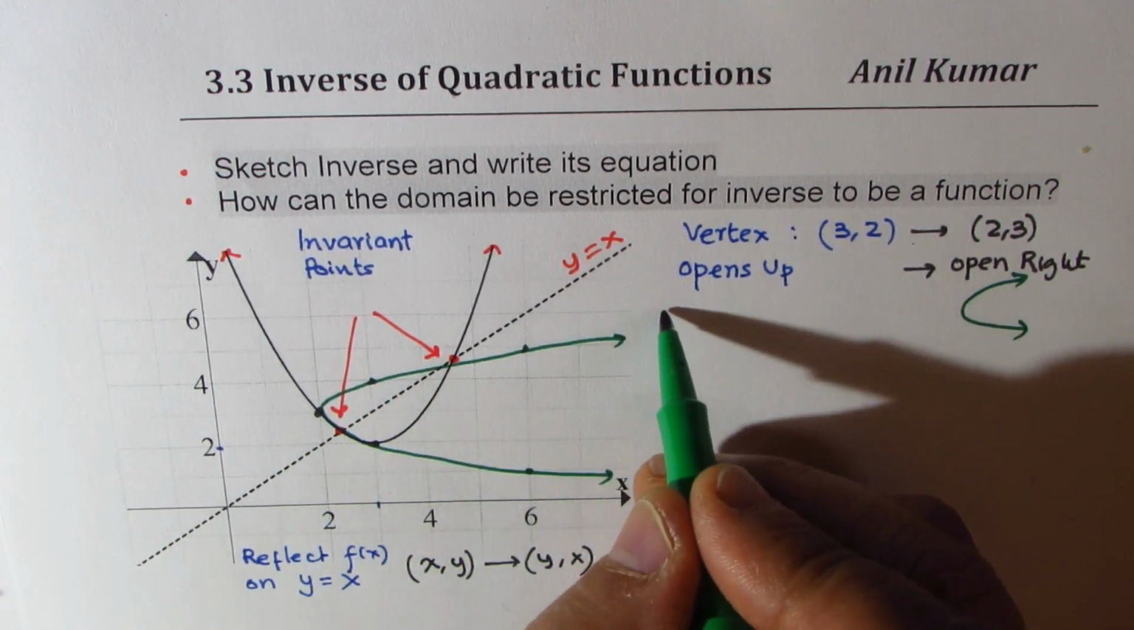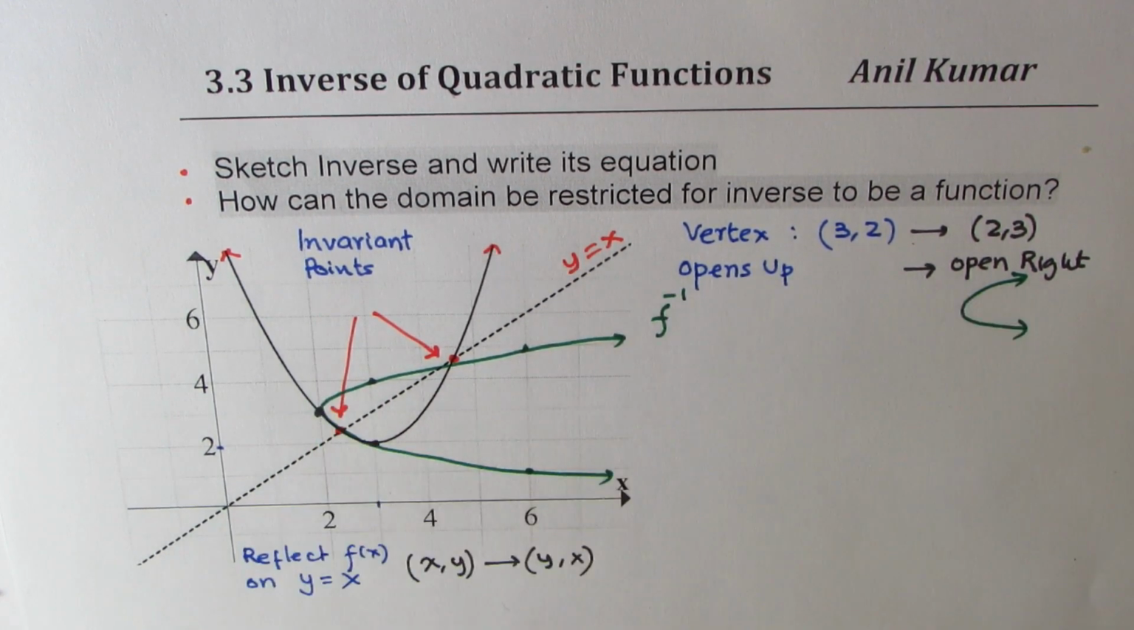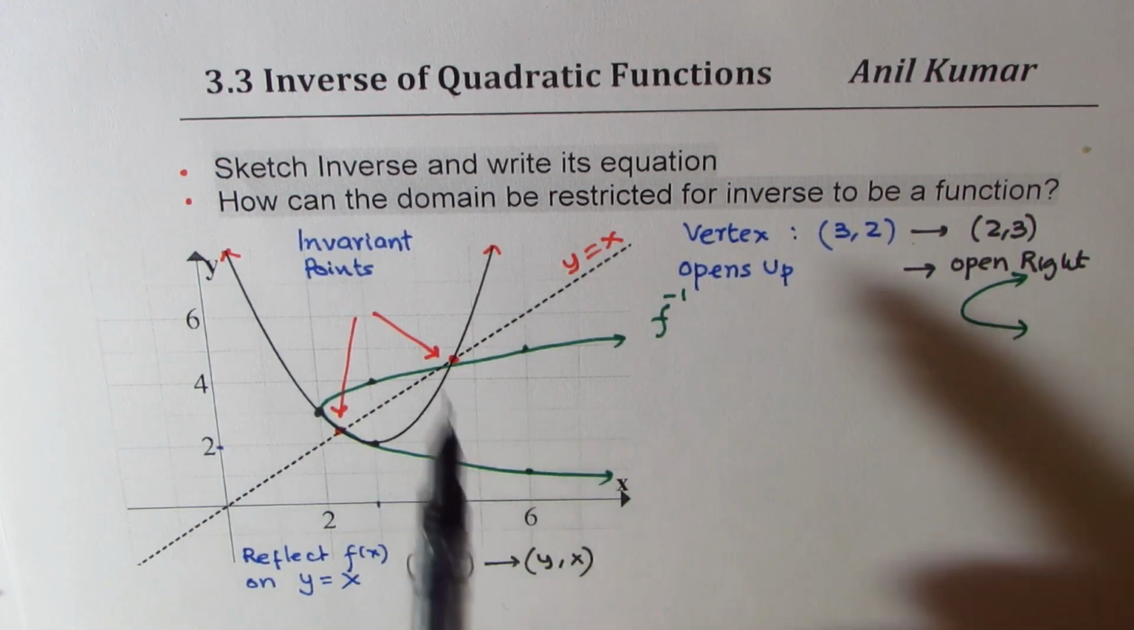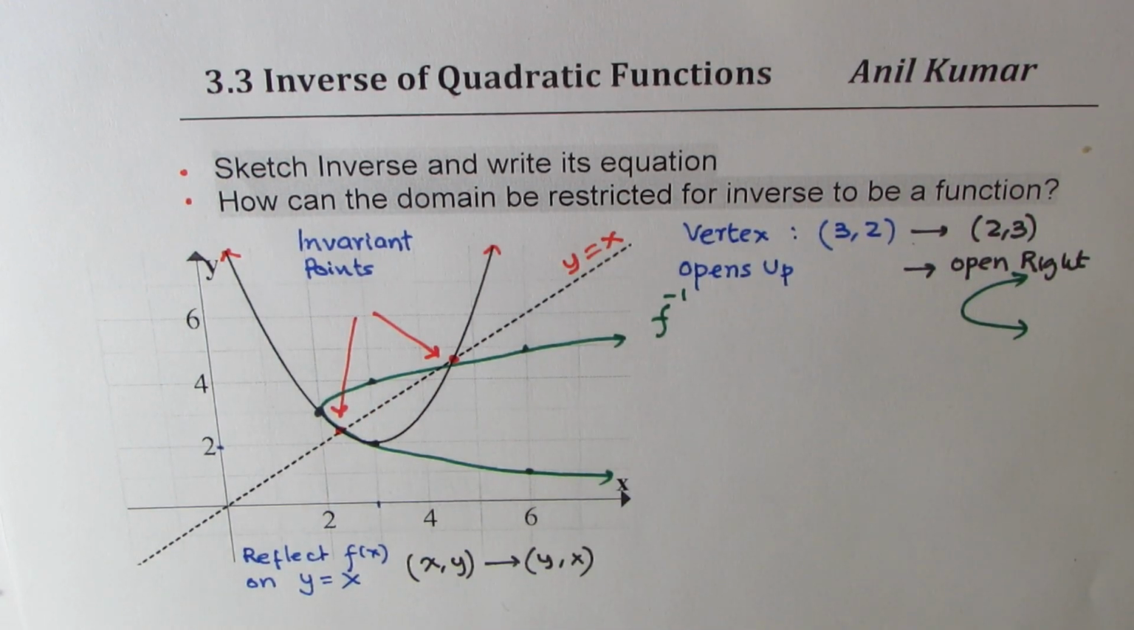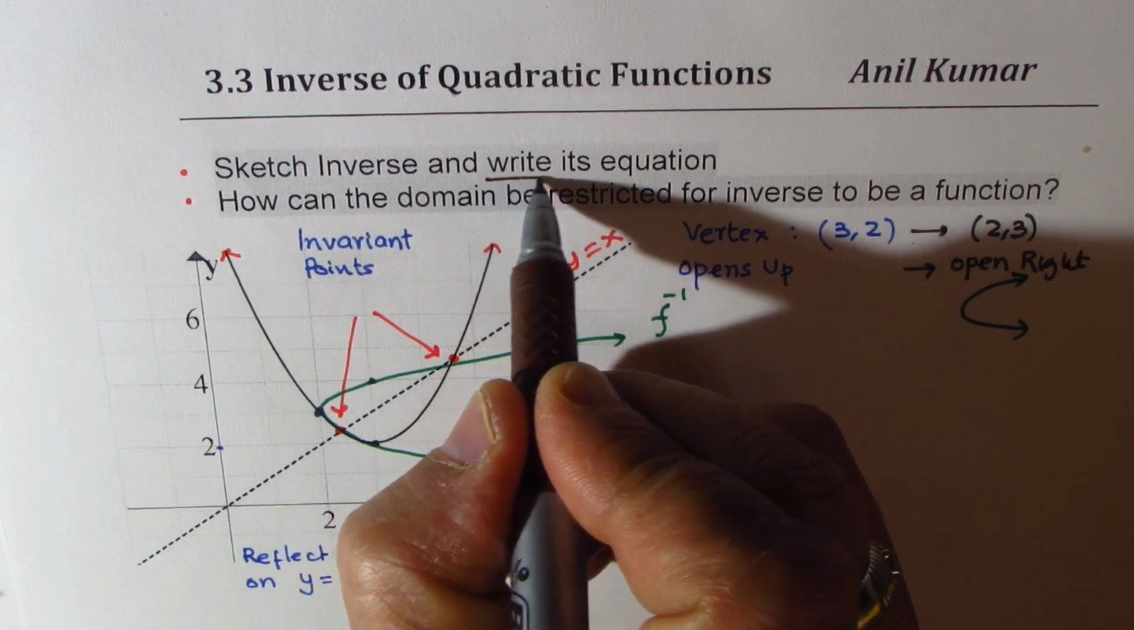So that is the inverse of the given function. Do you see that part? So it is that easy. Now the second part to this is, now let's also write down the equations. So here is how we will write equations.